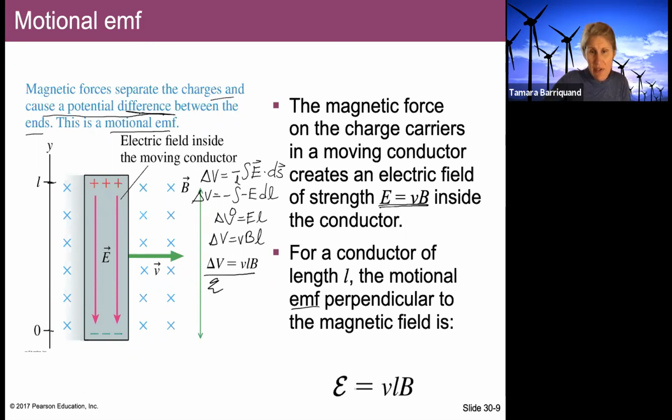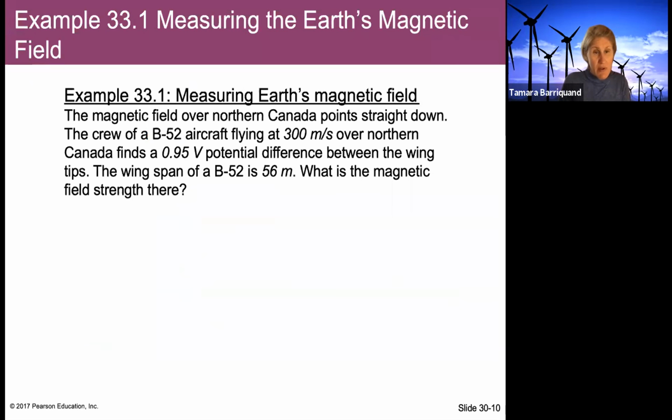Now let's look at an example using this. We're going to be measuring the Earth's magnetic field. So the magnetic field over northern Canada points straight down. That's good. It's easy to measure if it's going straight down, nice and perpendicular. The crew of a B-52 aircraft flying at 300 meters per second over northern Canada finds a 0.95 volt potential difference between the wingtips. Now the wingspan of a B-52 is 56 meters. So what is the magnetic field strength there?